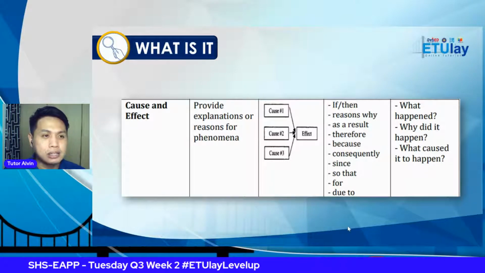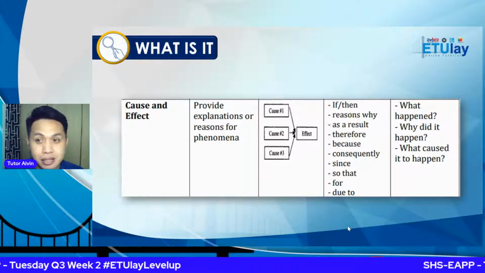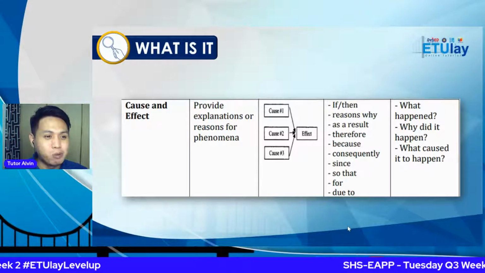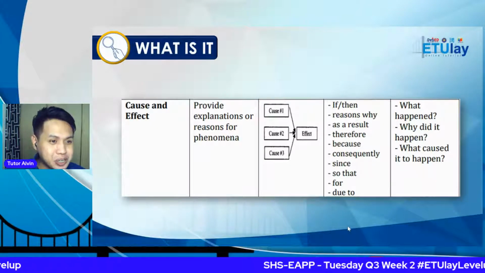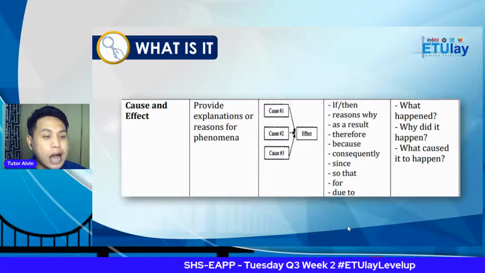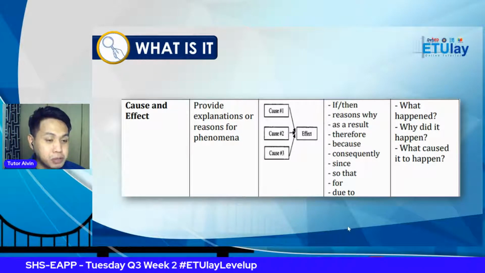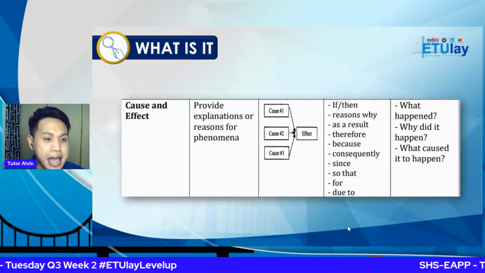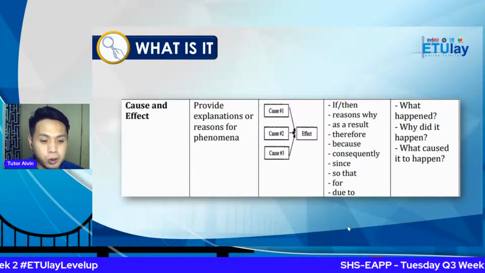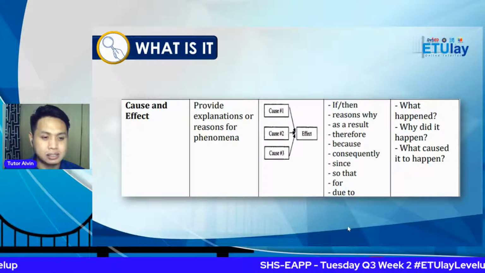And now these are the guide questions. What happened? And why did it happen? That's the reason. And what caused it to happen? That is the reason why it happened. So that is the cause and effect.